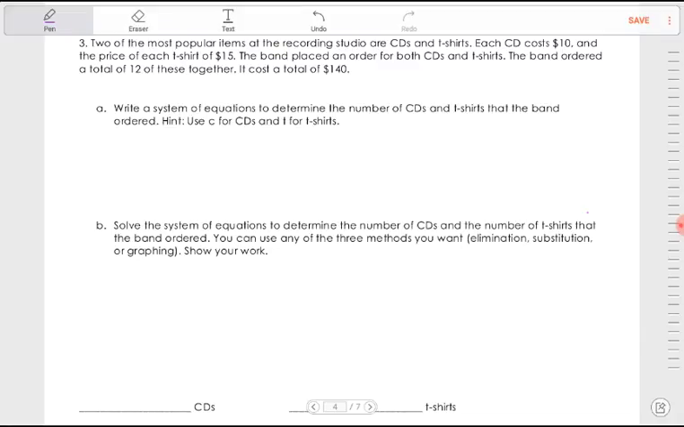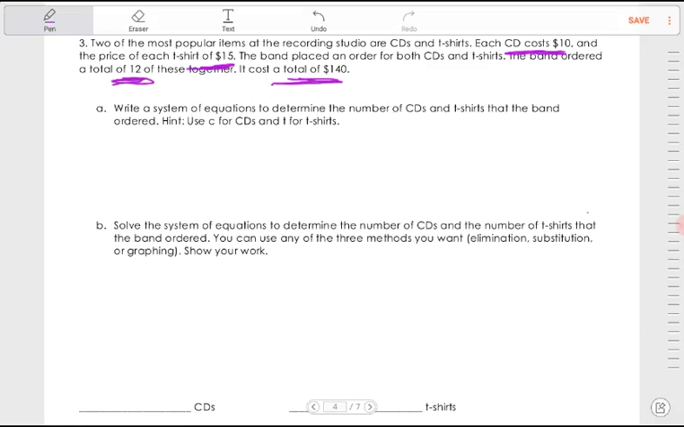Alright, welcome back to question 3 on the holiday packet. So 2 of the most popular items at the recording studio are CDs and t-shirts. Each CD costs $10. The price of each t-shirt is $15. The band placed an order for both CDs and t-shirts. The band ordered a total of 12 of these together, and it cost a total of $140.